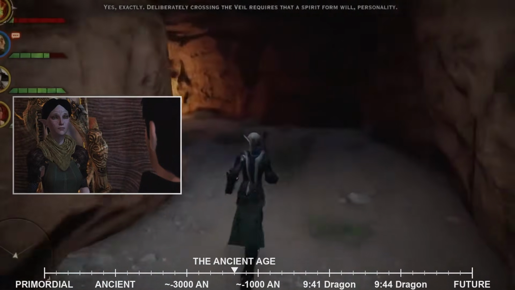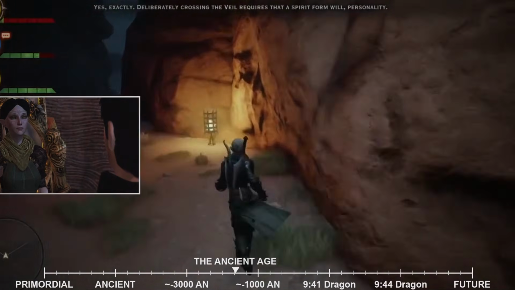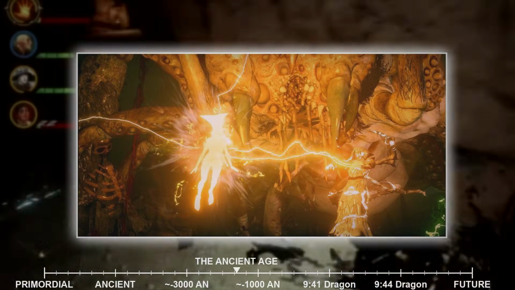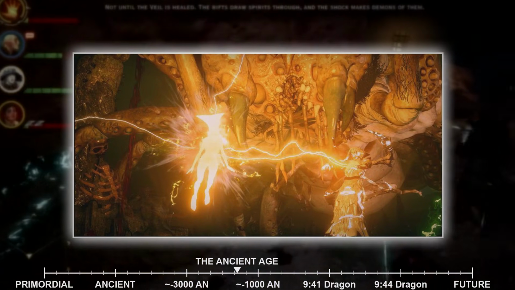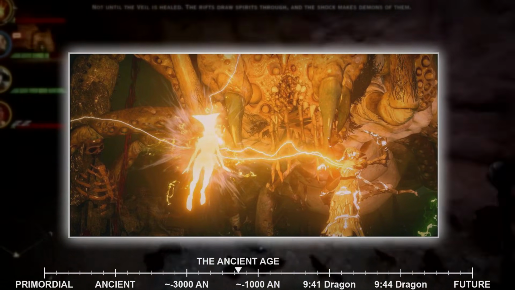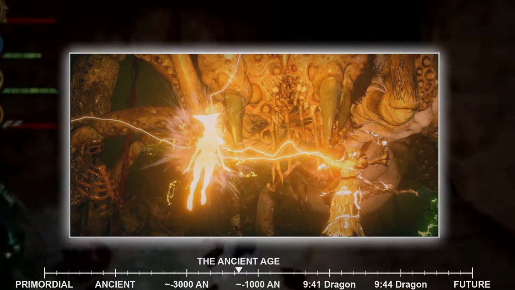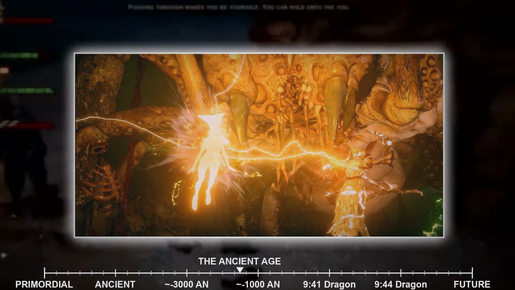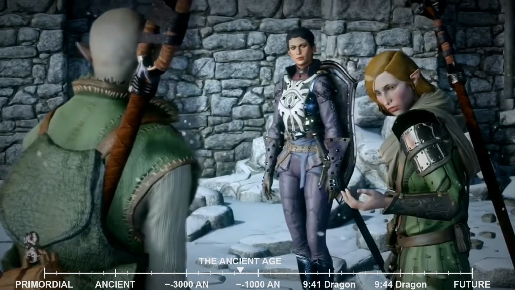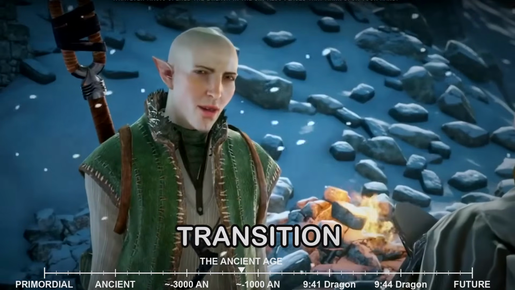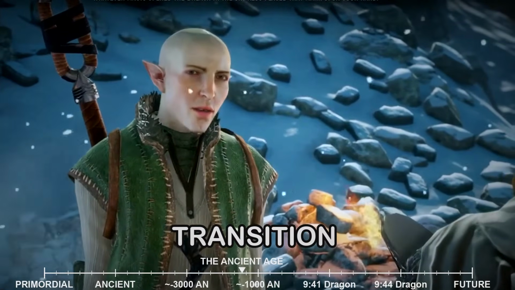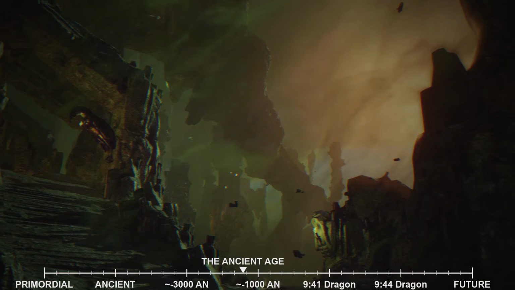Their spirits do not simply vanish into oblivion. Instead, they return to the Fade, that realm of dreams and spirits that exists alongside physical reality, and there they rest, their memories and personalities intact until they are ready to be reborn into new bodies. Death, for the ancient elves, is not an ending but a transition, a temporary state between one life and the next. The Fade itself is fundamentally different in this age.